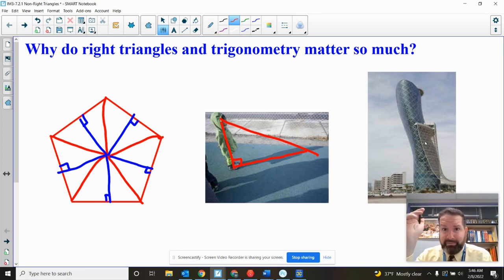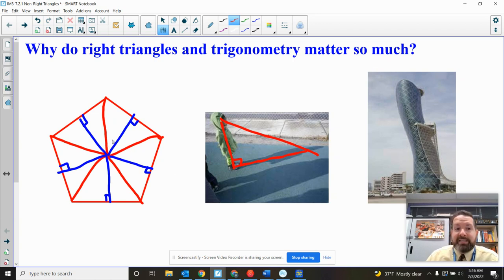Over here is an example of a building. This is one of my favorite buildings ever. It's in Abu Dhabi, and it's called the Capitol Gate. And it really is built to look like it's leaning, or like it shouldn't be able to stand up under its own weight, because this end of the building is not on top of anything. It's a gorgeous looking building, but it's all triangles.